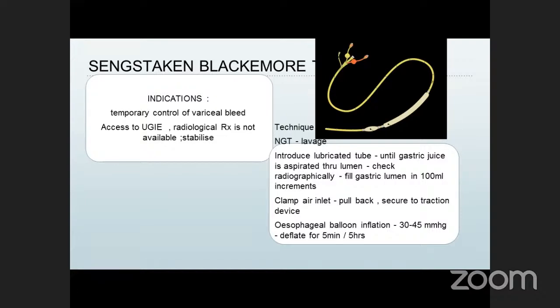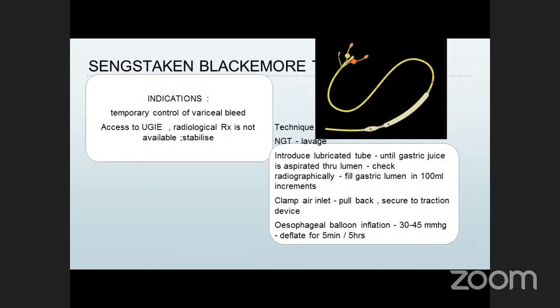The technique is, first you have to definitely secure the airway of the patient and sedate the patient, keep him under soft restraints, give lavage with the NG tube, remove the NG tube, and then introduce the lubricated tube until gastric juice is aspirated through one of the lumens. So one can check it radiographically and then start filling the gastric lumen through that inflation line in 100 ml increments till 500 ml is reached.